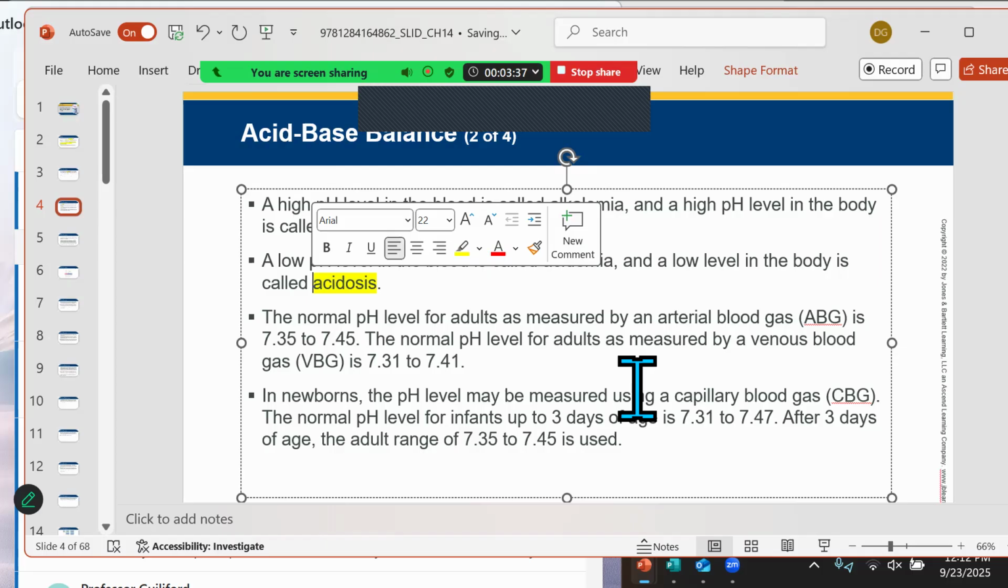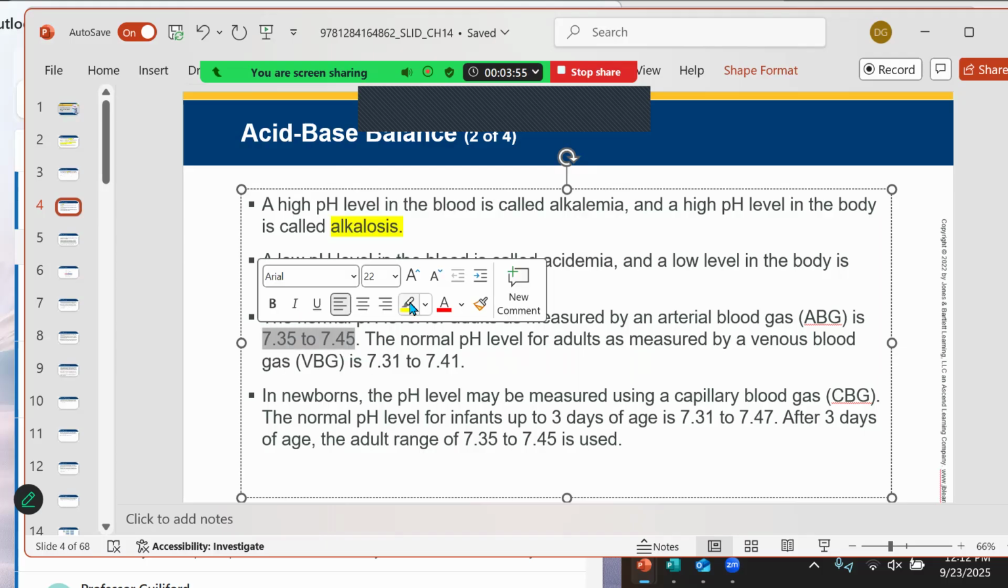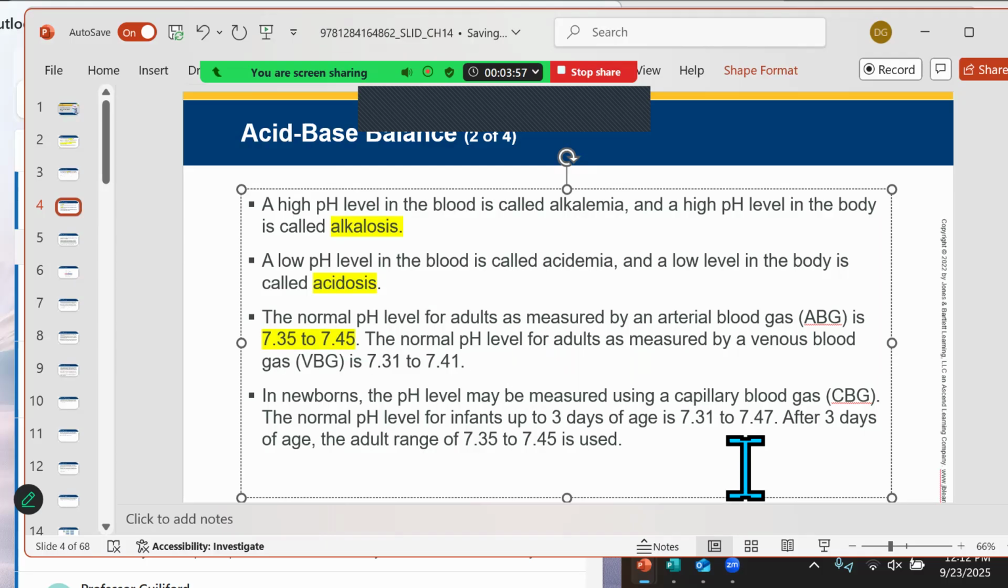Normal pH is 7.4, but few patients are exactly normal. They're somewhere between 7.35 and 7.45. And the venous is a little different, but really pretty similar. That's why sometimes we'll go ahead and use the venous blood just as a simple way to estimate this. Newborns, it's interesting, are quite different. Up to 3 days of age, 7.31 to 7.47. But then after 3 days, things kind of get where they're going to be for the rest of that child's life.